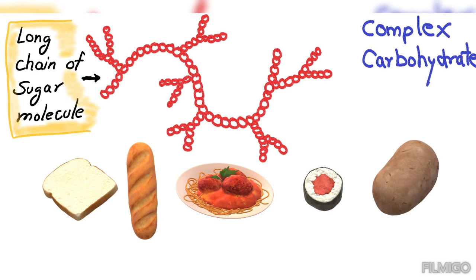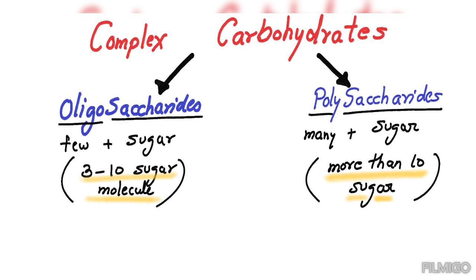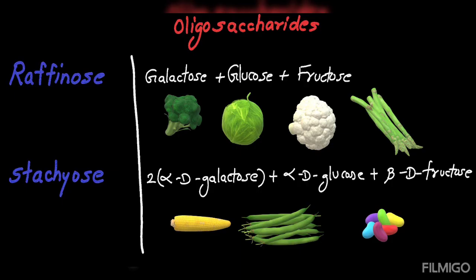Complex carbohydrates are made up of long chains of sugar molecules and are often referred to as starches. Examples include bread, rice, pasta, and potatoes. Oligosaccharides and polysaccharides are complex carbohydrates. Oligosaccharides are carbohydrates made up of a few simple sugars, typically between 3 to 10 molecules. They can be found in foods like beans, lentils, and certain fruits. The most important oligosaccharides are raffinose and stachyose.